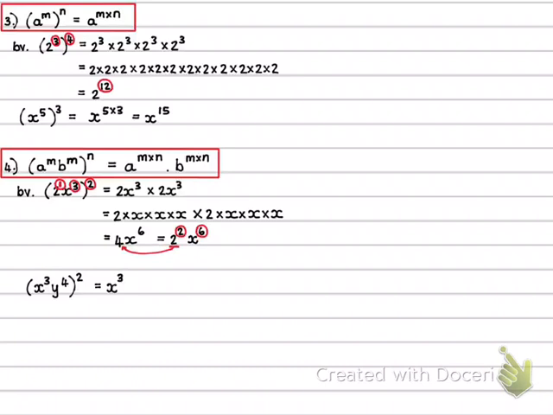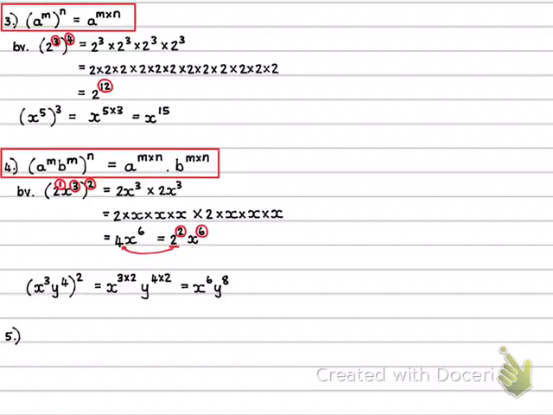So we are going to say 3 times 2, y to the power 4 times 2. And that then gives me x to the power 6 y to the power 8. As simple as that.